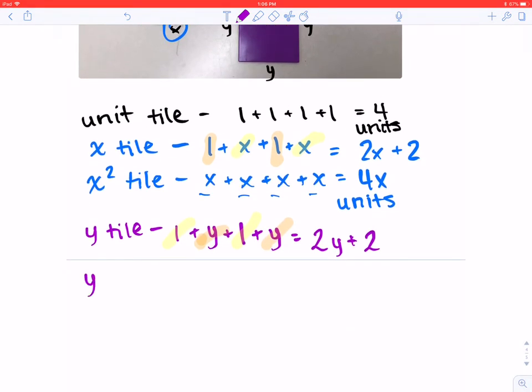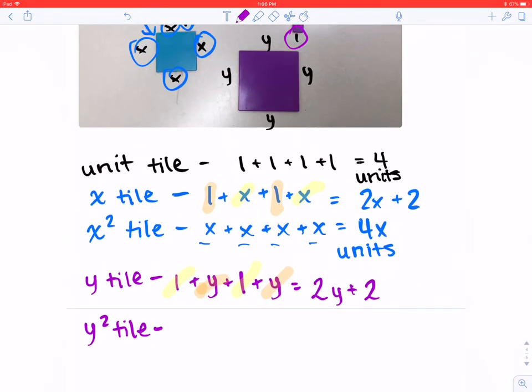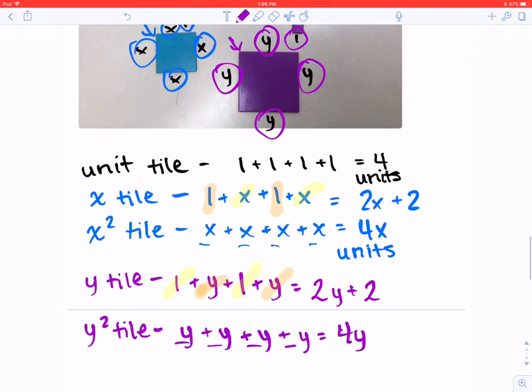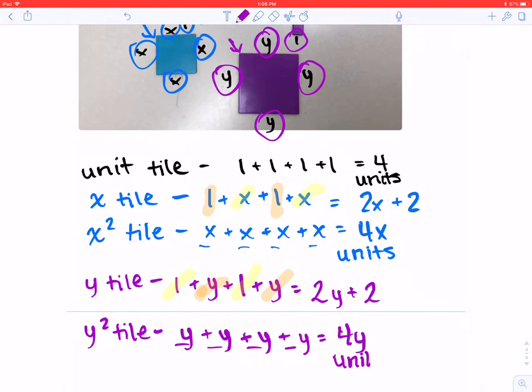For my Y squared tile, I have, top left corner, Y plus Y plus Y plus Y. They're all like terms. I have 1, 2, 3, 4 Y's, so my perimeter is 4 Y units. Oh my goodness, what did I forget on my Y tile? I forgot to label my answer. We always want to label.